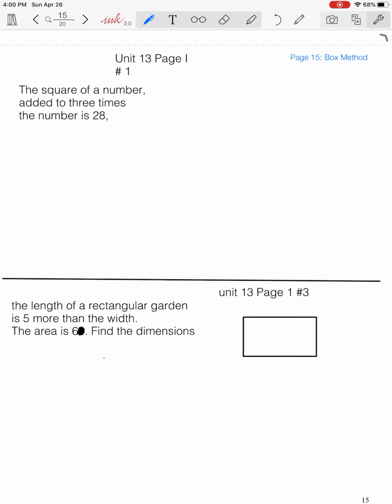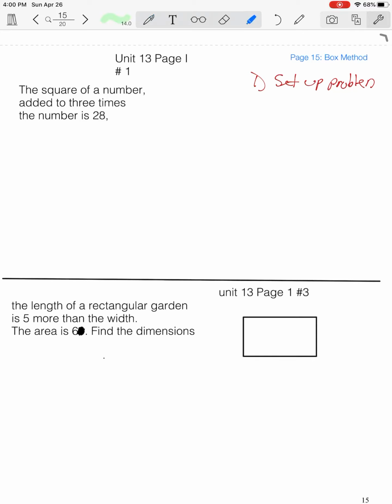So, I am still on Unit 13, but I went to the front. I'm on page 1 and I am doing number 1. It's a word problem. So the first thing we have to do, with steps, and I can write the steps here, is we have to set up the problem. So in order to set it up, we're going to read.